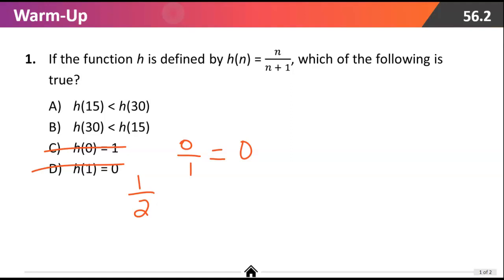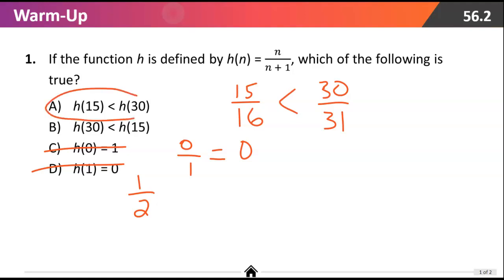If we plug in 15 for n, that's going to be 15 over 16. If we plug in 30, that's going to be 30 over 31. Because we're going to have a closer numerator to the denominator, 30 over 31 is going to be just slightly larger than 15 over 16, and so our answer is answer choice A.